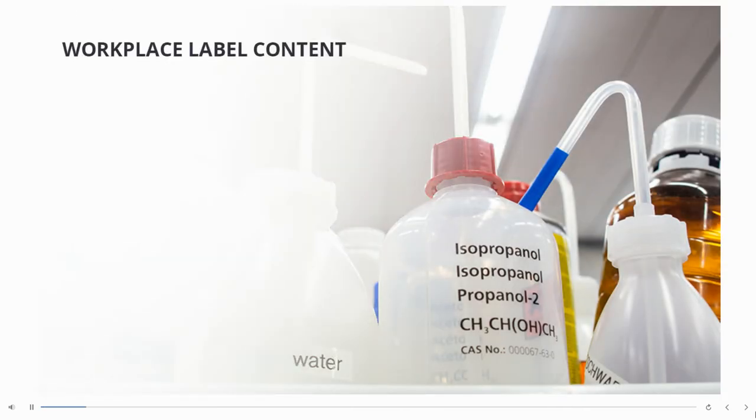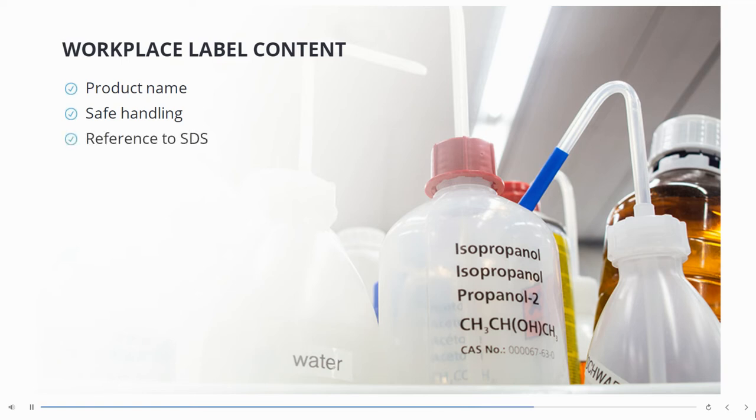A workplace label is required when a hazardous product is transferred or poured into another container, such as a spray bottle, or a supplier label becomes lost or unreadable. A workplace label requires the following information: product name matching the safety data sheets, SDS. Safe handling precautions may include pictograms or other supplier label information. A reference to the SDS. Requirements for workplace labels are regulated by your local provincial or territorial jurisdiction. Check with your jurisdiction for more information.